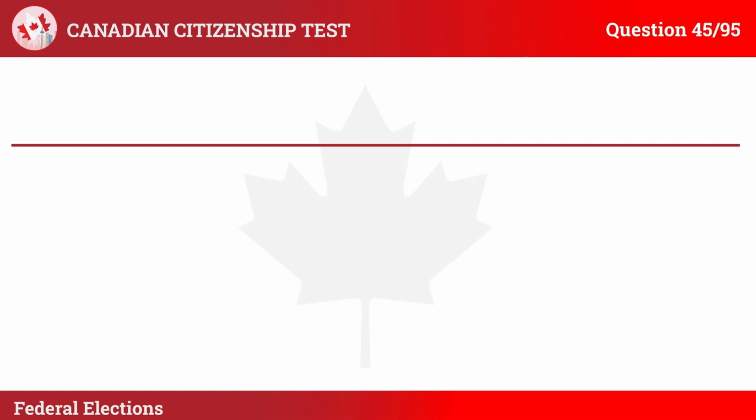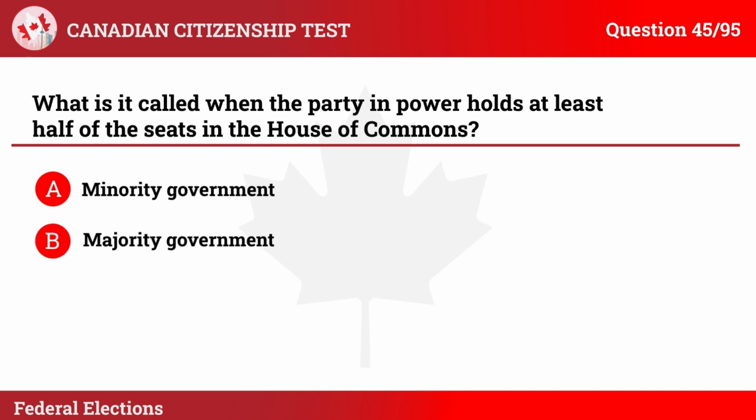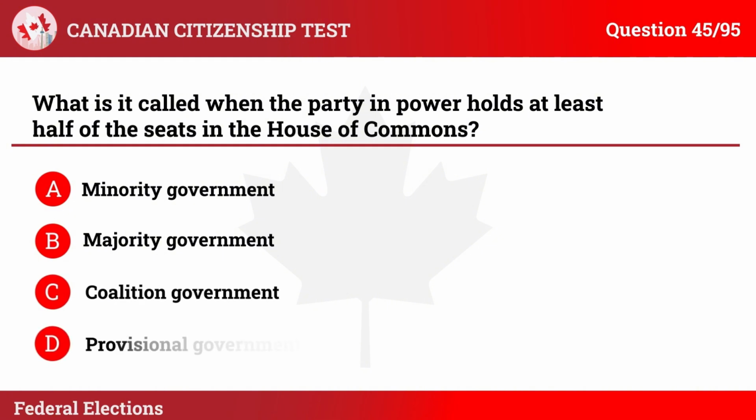Question 45. What is it called when the party in power holds at least half of the seats in the House of Commons? A. Minority government. B. Majority government. C. Coalition government. D. Provisional government.